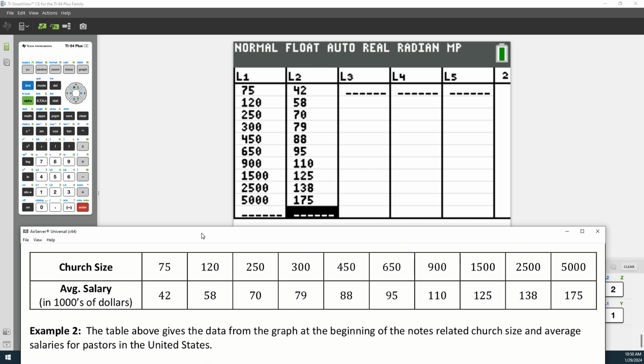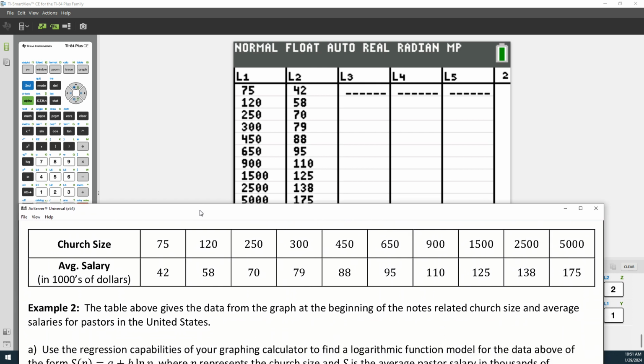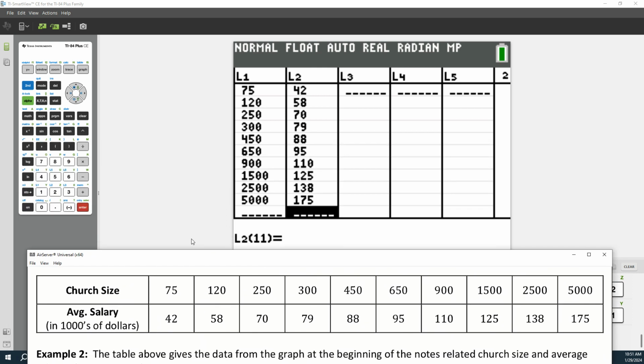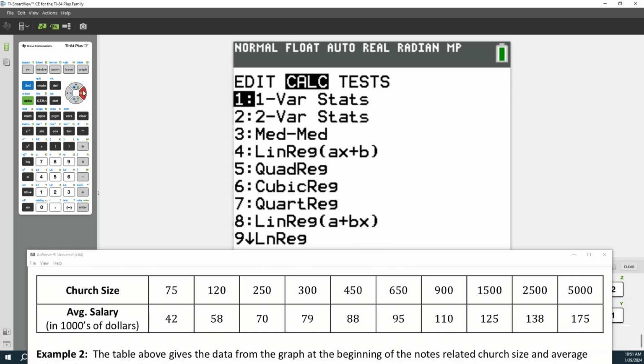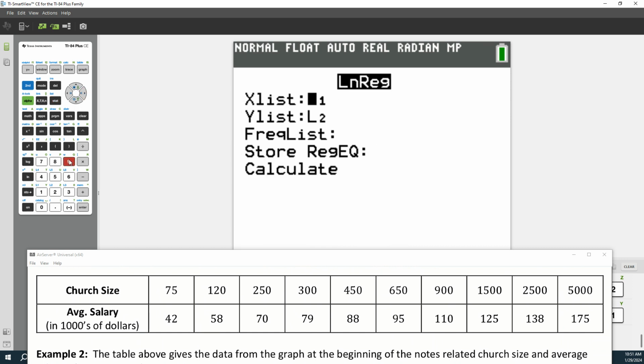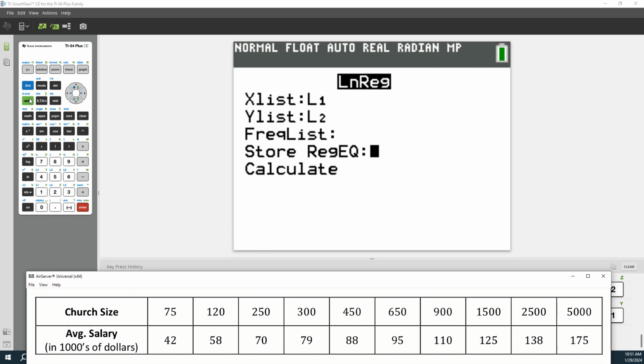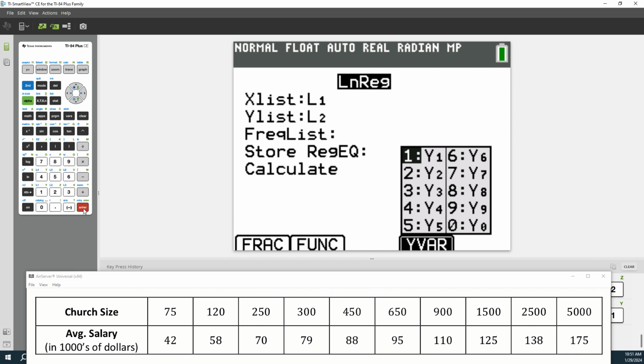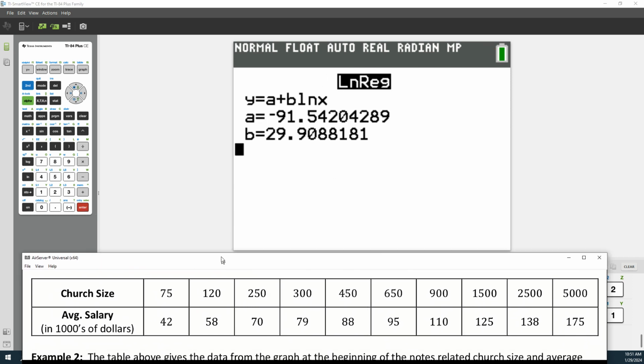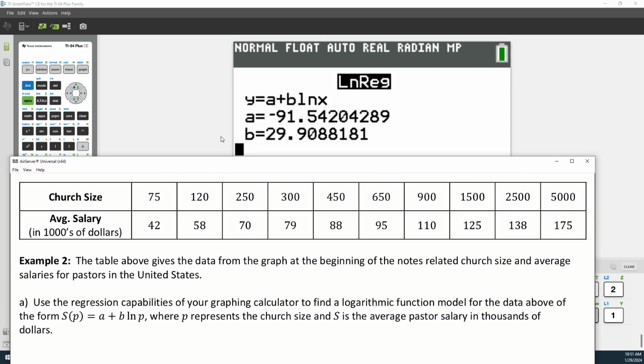All right, hopefully I didn't type something wrong. So we're going to do the same thing we just did. Stat, over to calc, choose number 9, the natural log regression. We definitely want to store this in Y1, so don't forget, it's alpha, trace, number 1, and then calculate it. Then I'm going to use the variables that were given. So I'm going to call this S of P, and I'll put the right numbers in for A and B.